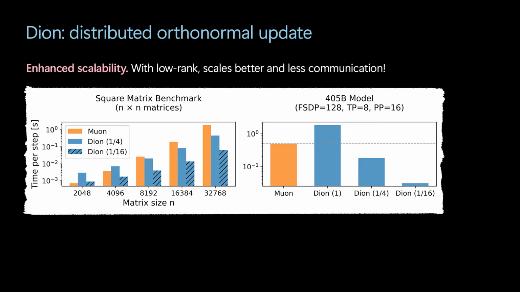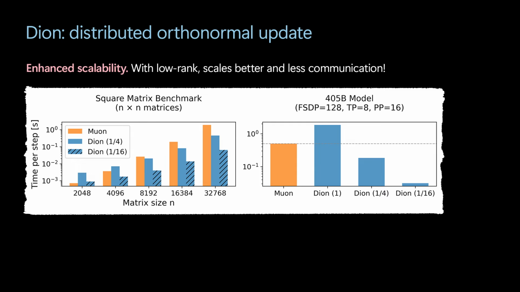So here we're showing micro benchmark results. On the left-hand side, we're showing a square matrix benchmark where we're measuring time per optimizer step across different optimizers: Muon, Dion with 4th rank fraction, Dion with 16th rank fraction. And as you can see, as matrix size becomes larger, Dion with low rank fraction becomes a lot more favorable in terms of time per step.